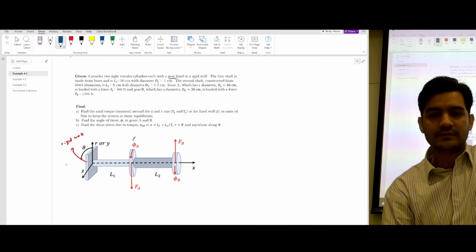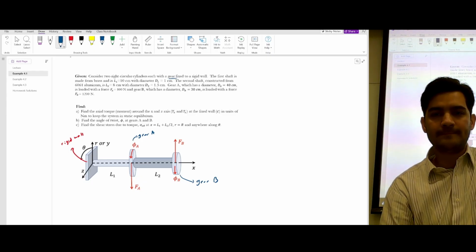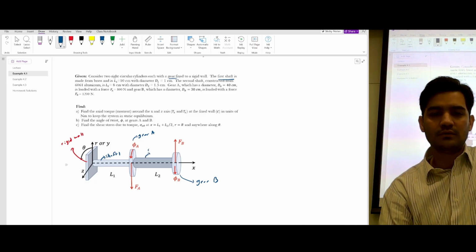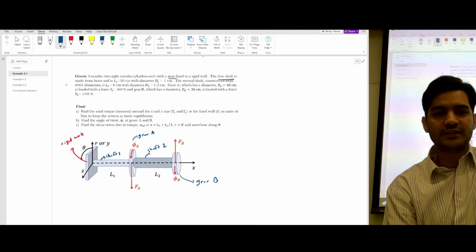And this is gear A, this is gear B, and the first shaft. This is shaft 1, this is shaft 2, and the first shaft is made up of brass.